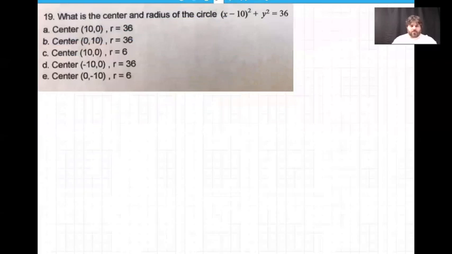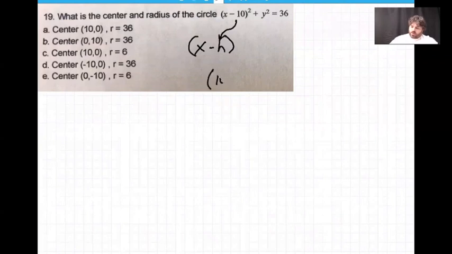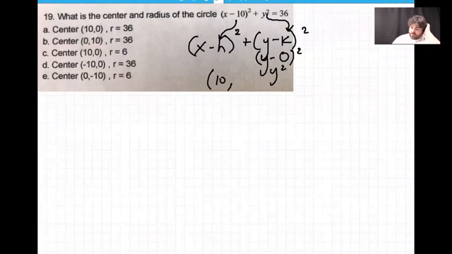All right, what is the center and radius of the circle (x minus 10) squared plus y squared equals 36? Remember it's x minus h, and that's a 10, so the x coordinate is 10, plus y minus k squared. Now remember, there's technically a number right here, it's a 0. Y minus 0 squared is the same thing as y squared. So you have to recognize when you don't have a number in there that it's going to be a 0 as your coordinate for your center.